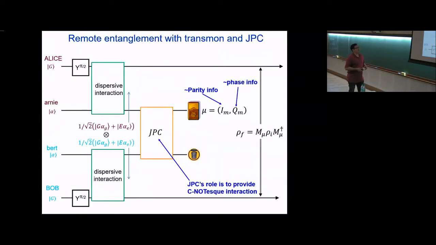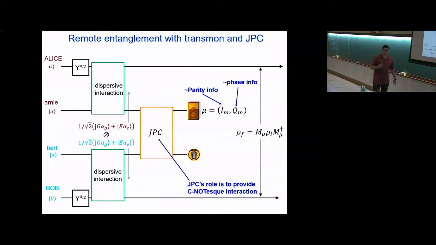Okay, so here's now the modified protocol. Now, Arnie and Bert are coherent states to start the protocol. Alice and Bob are transmon qubits in their ground state. Again, I prepare a maximally superposed state. I have my dispersive interaction that we've been talking about throughout. And now I've entangled the upper two. I've entangled the lower two.